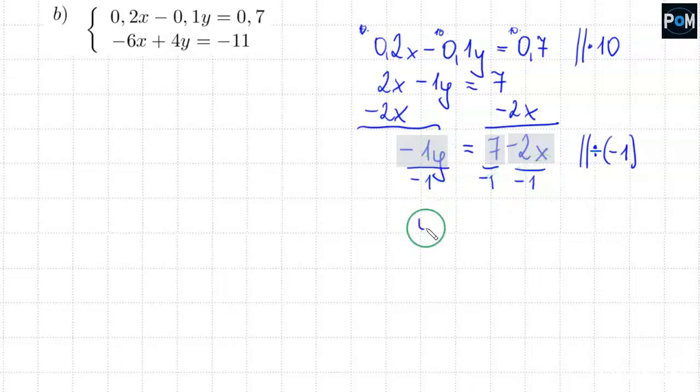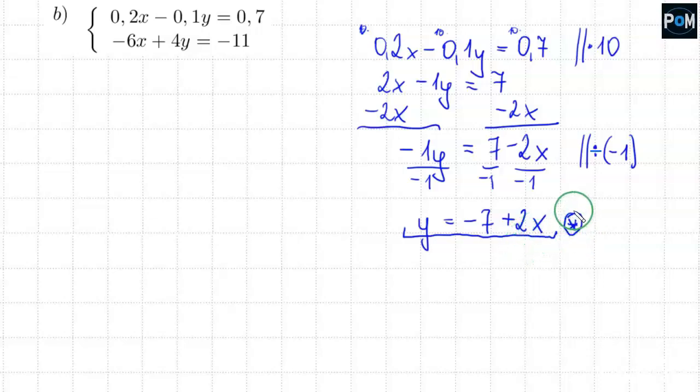This division gives me y. This division gives me negative 7, and in this division, there are 2 minuses, so it gives a positive 2x. And at this point, I calculated y. I'll mark this equation with a star. I calculated this from the upper equation.